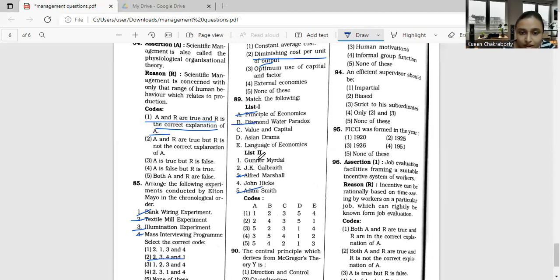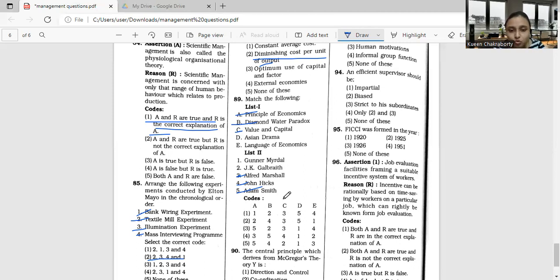Next, moving to value and capital. Okay, so value and capital, that is number C, was coined by John Hicks. Okay, so let's see the details of it. See, John Hicks has written extensively on capital. In Value and Capital, 1946, the first edition, which was in 1939, he critically considered Böhm-Bawerk's average period of production. So accordingly, we have John Hicks as the next answer.